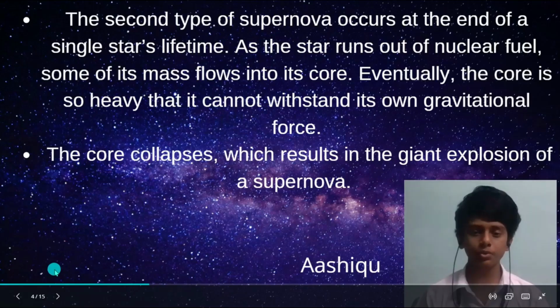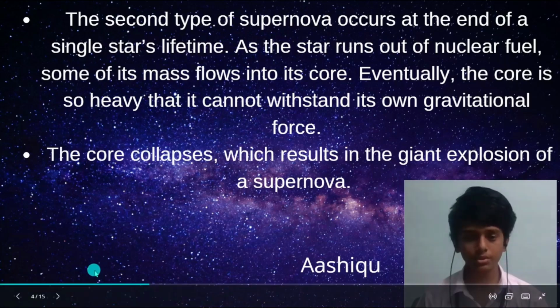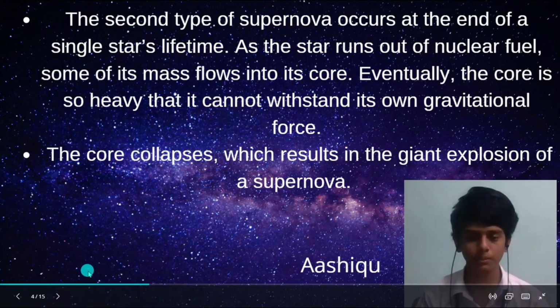The second type of supernova occurs at the end of a single star's lifetime. As the star runs out of nuclear fuel, some of its mass flows into its core. Eventually, the core is so heavy that it cannot withstand its own gravitational force. The core collapses, which results in a giant supernova explosion.